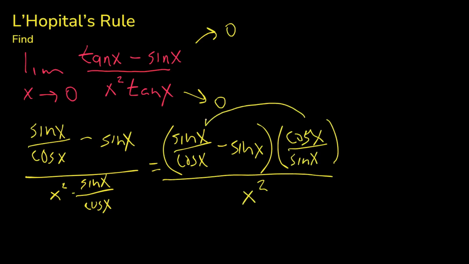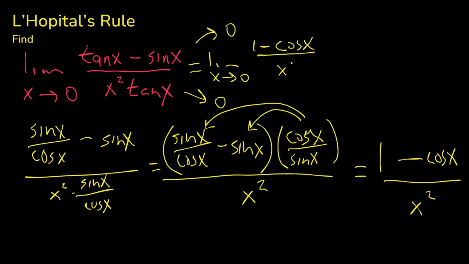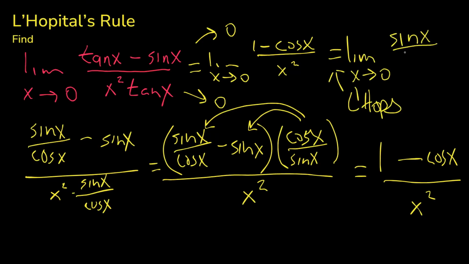When I distribute this here, the sine and cosines are going to cancel, giving us 1. And when I distribute it here, the sines will cancel, giving us just cosine x. Then the denominator is x squared. Notice the limit as x approaches 0 is still going to give us the indeterminate form 0 over 0. So we would say that this limit is equal to, notice we didn't apply L'Hopital's rule yet, we just simplified the original limit. Now we're going to apply L'Hopital's. The derivative of the numerator is sine x. The derivative of the denominator is 2x.